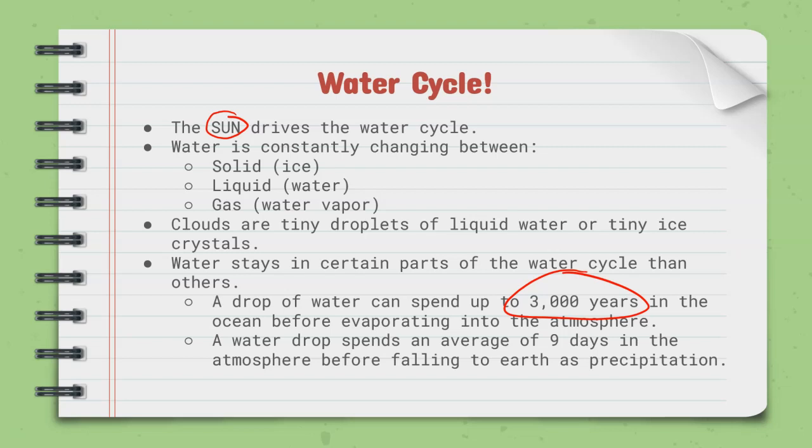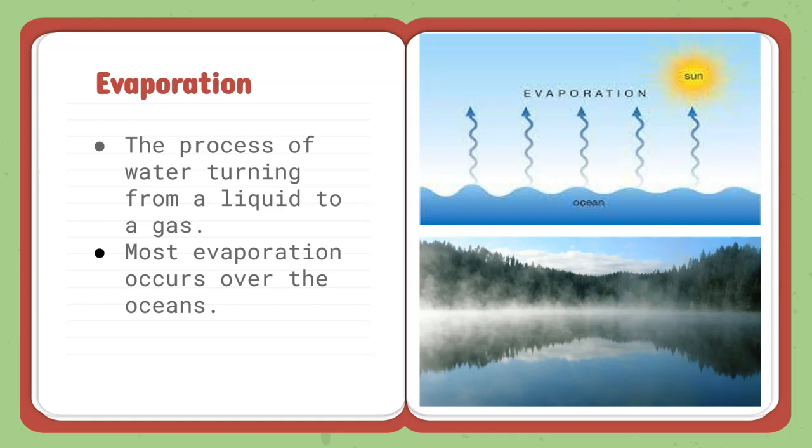Whereas a water drop in the atmosphere only spends about 9 days before falling to the earth as a form of precipitation, whether that be snow or rain or sleet or hail. So it is different depending on where the water droplet is located. Let's look at the water cycle's vocabulary terms.